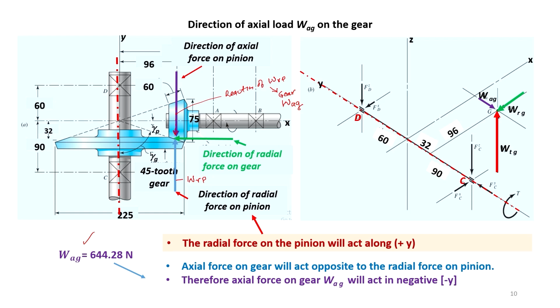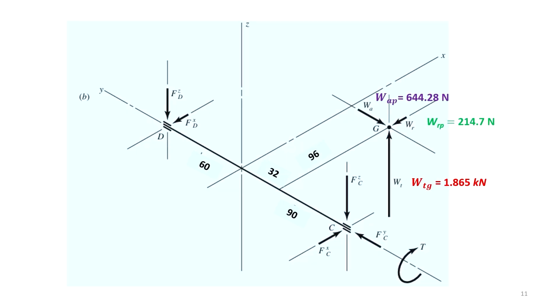Now, we can start the force analysis for the shaft of the gear. This is the free body diagram with the reactions on the bearing. This is the bearing D on the shaft of the gear, and the reactions are taken in the direction of x and direction of z.